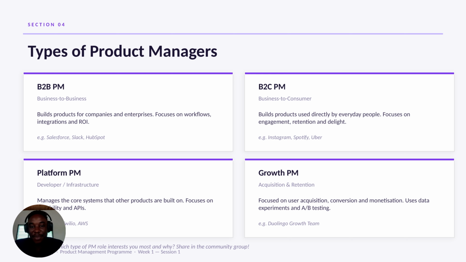Yes, we have the B2B product managers. These people build for businesses. Yes, they build for businesses like Salesforce, Slack, HubSpot. So your users are office workers solving workflow problems. And these types of product managers are more structured and have less viral pressure. Everything is kind of scheduled, so once you are done and dusted, you can wait for your next fixture and work.